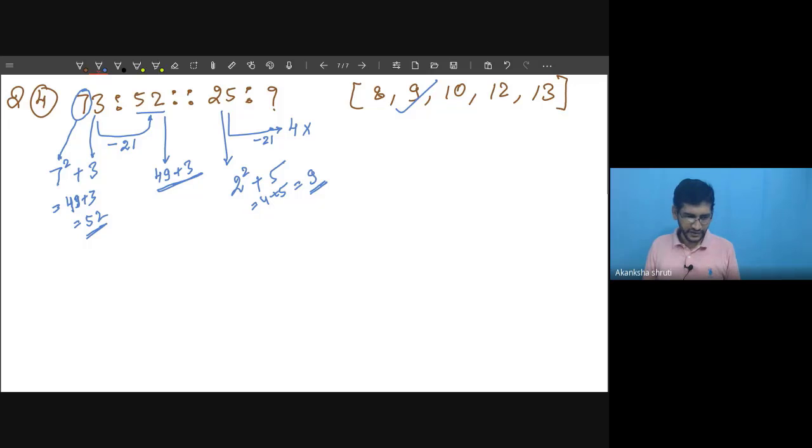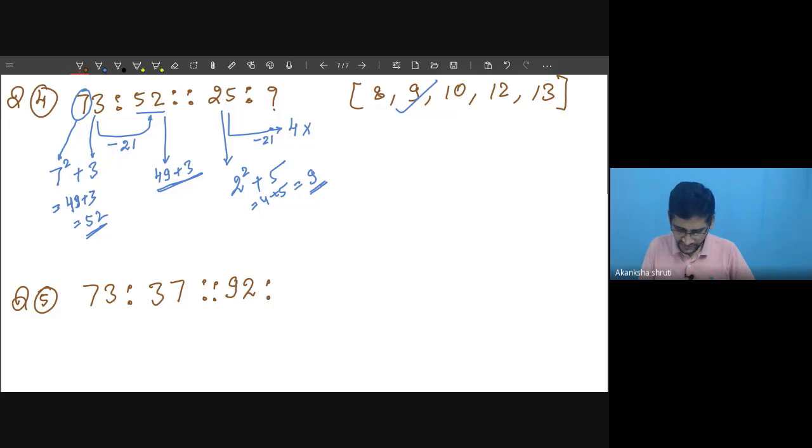Okay, now I think all of you are able to do all the questions based on this series type of digit. Okay, student, let me take another very simple one. Say the fifth one: 73, 37, 92, what is the next one?